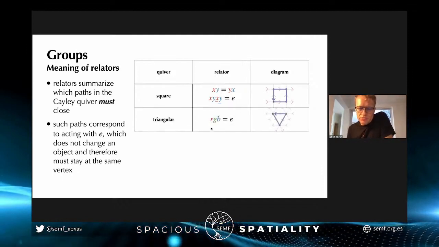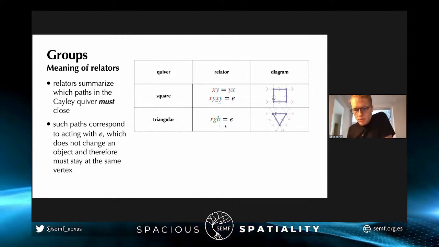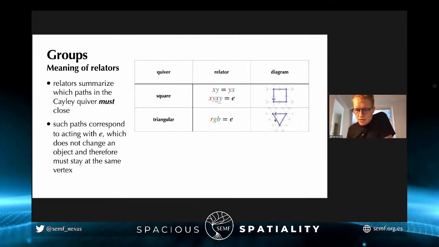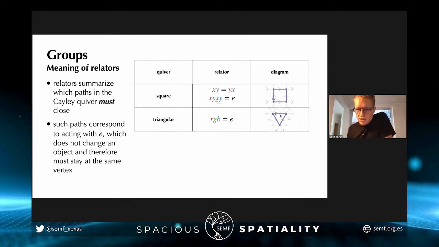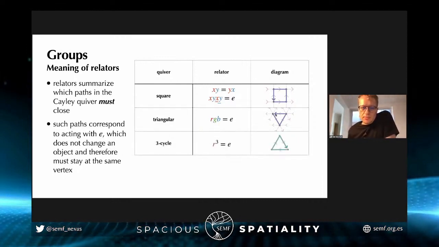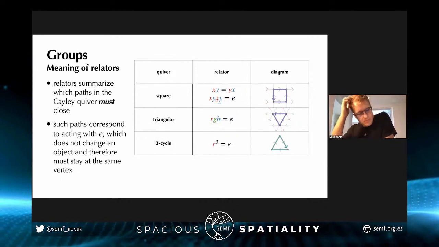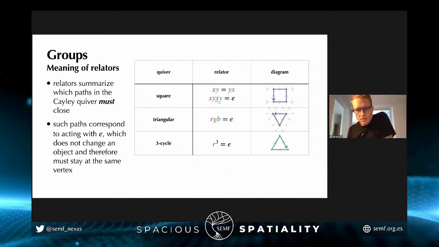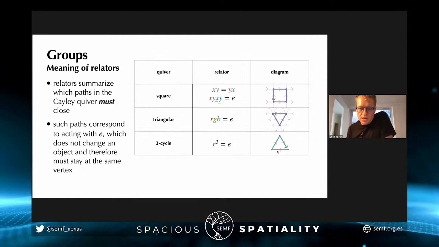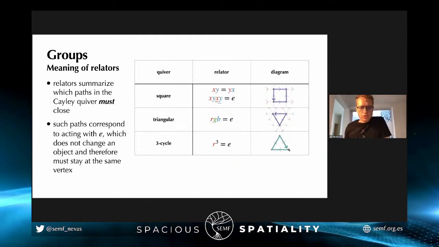So for the triangular quiver, you actually started with the relators for the cubic quiver, and then you imposed one additional one, which is RGB is the identity. And that's saying, again, take R, because you can see the red cardinal underneath, take B, take G, and you're back where you started. Another example would be the three-cycle quiver, or the cyclic group of order three, where the relator is R cubed is the identity group element. Again, that's saying that if you take R three times, you're back where you started. That literally defines what a circle is, right?